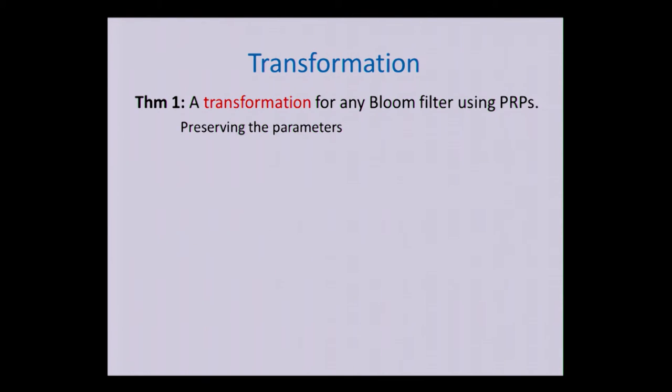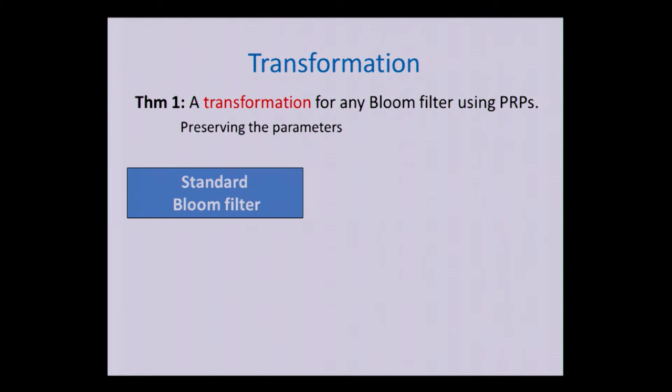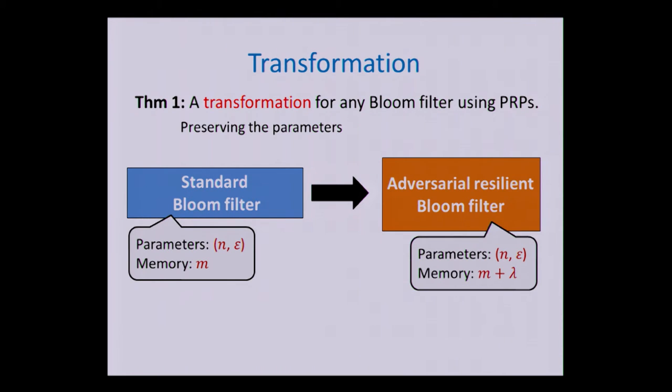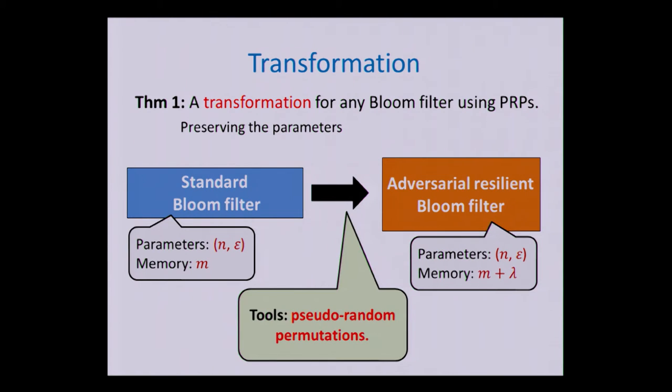So let's start with the first theorem: a transformation from any standard Bloom filter to an adversarial resilient Bloom filter. What about the parameters? We start with an (n, epsilon) Bloom filter with memory m, and we end up with an (n, epsilon) adversarial resilient Bloom filter that uses memory m plus lambda. What is this lambda? Our tool is a pseudo-random permutation, and lambda is just the security parameter, the additional key to the pseudo-random permutation.